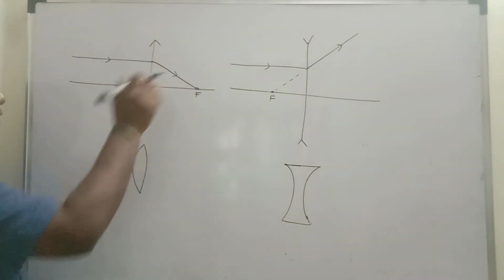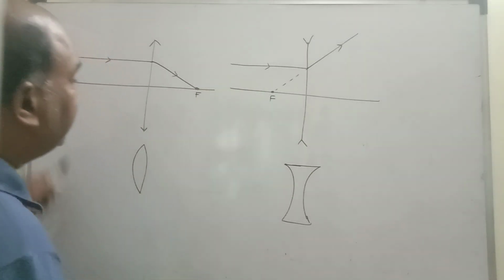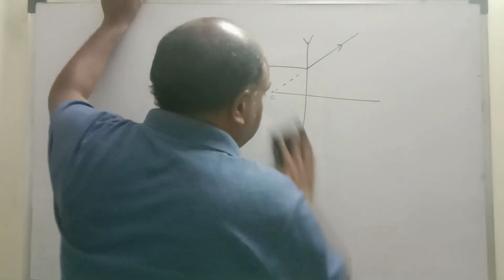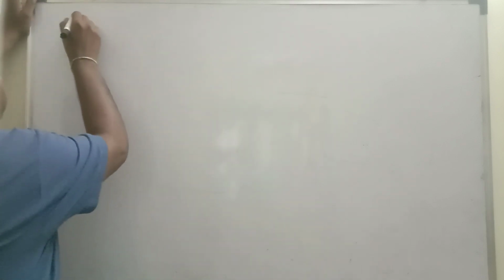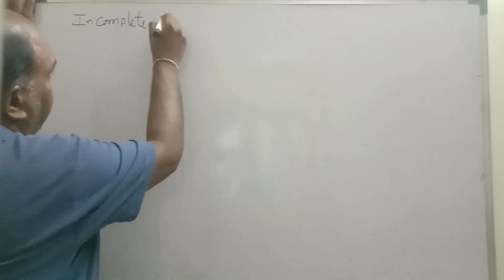A parallel incident ray after refraction converges for a converging lens. This is a diverging lens, not a mirror, sorry. This is how to complete incomplete ray diagrams. Important, some more incomplete ray diagrams we will see.